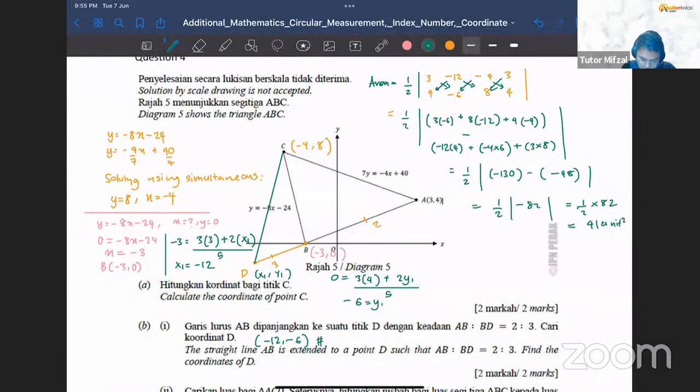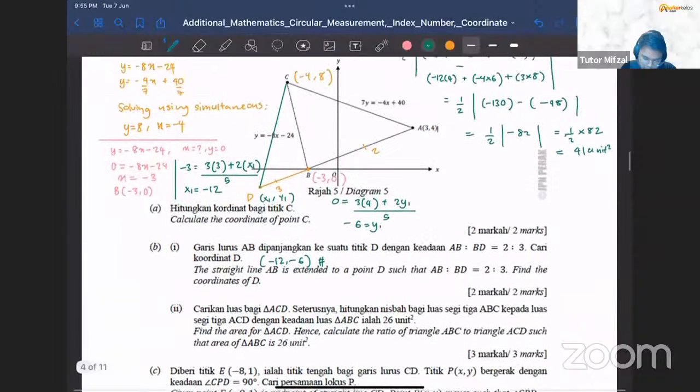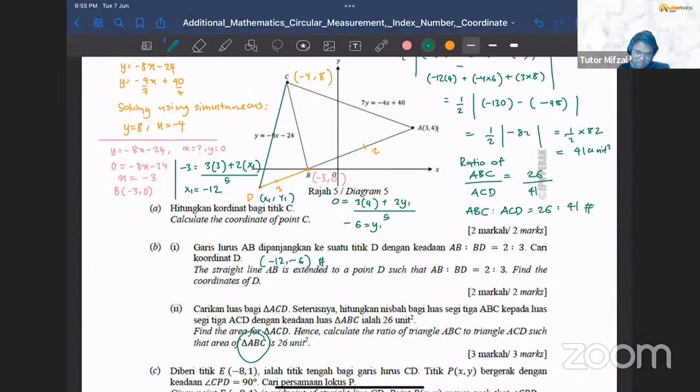Okay, if you did, good. Okay, we have found 41 unit square. Then we are asked to find the ratio of ABC to ACD. So ABC is 26 and ACD is 41. So 26 divided by 41 is just 26 divided by 41. So ABC is to ACD, the ratio is 26 by 41. Okay, so this is your final answer. Okay, done.